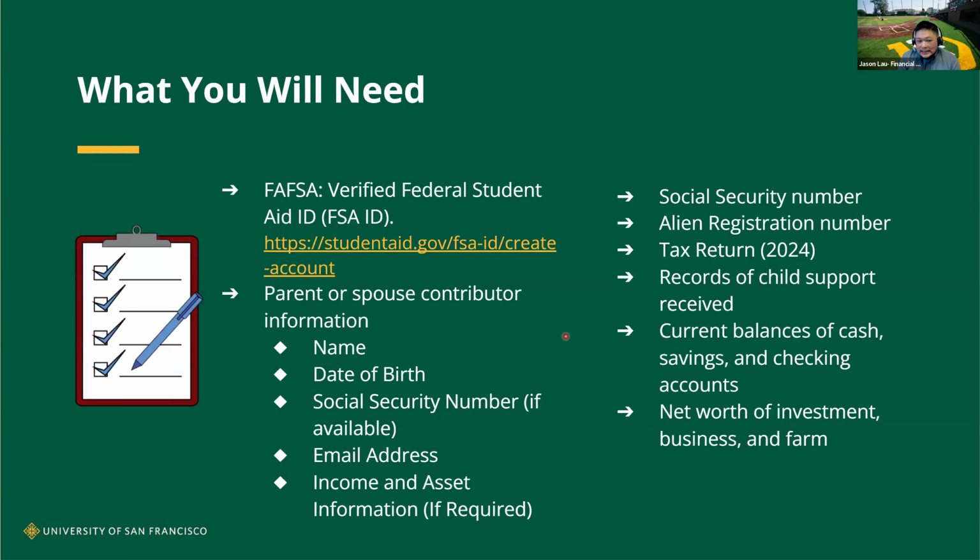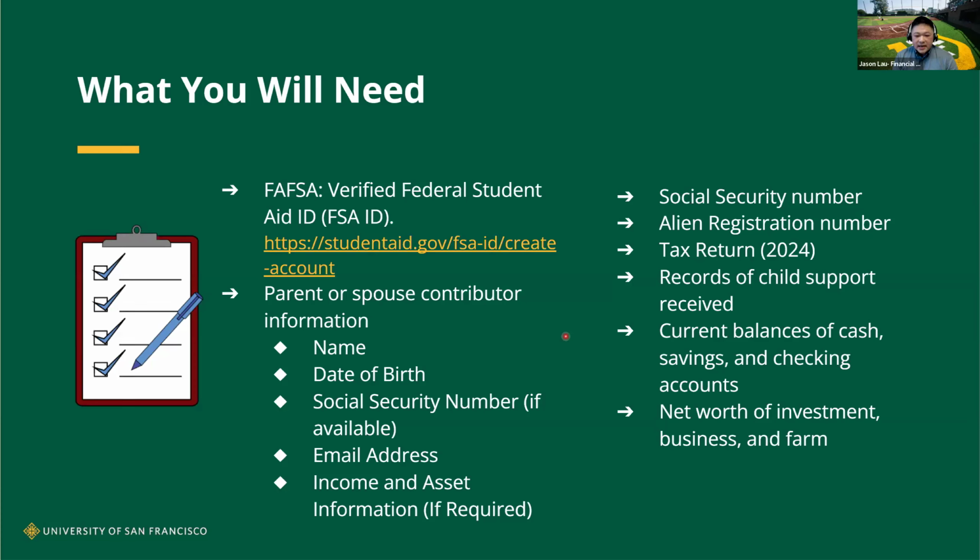Here's kind of what you need. This is the gathered documents list, as I previously mentioned. So again, create that Federal Student Aid ID. You'll be able to use it immediately, unlike in years past where you had to wait 1 to 3 days to verify your identity. I think that's one of the changes they made, allowing students and families to use their Federal Student Aid ID as soon as they create it.